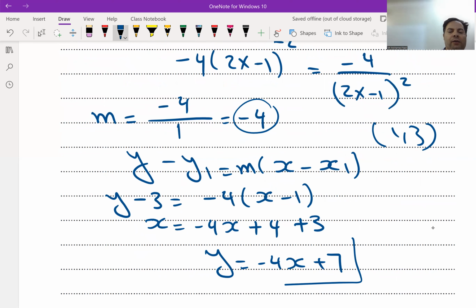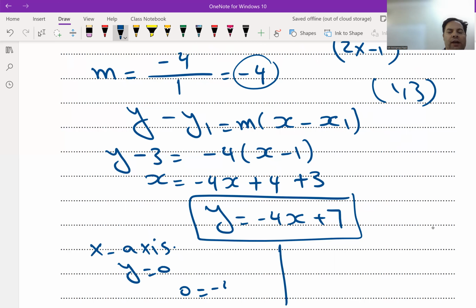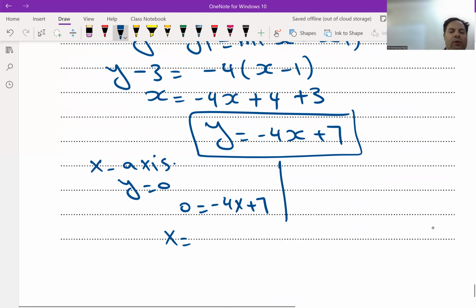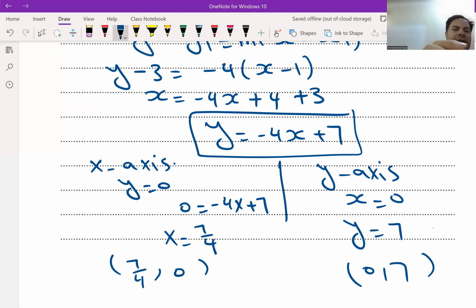Now we'll find the intersection with the x-axis and the intersection with the y-axis. To get the intersection with the x-axis, just write y equals 0. So 0 equals -4x plus 7. So x is equal to 7 over 4. So the coordinates of the intersection are (7/4, 0). To get the intersection with the y-axis, which represents the y-intercept, x is equal to 0, so y is equal to 7, so the point will be (0, 7).